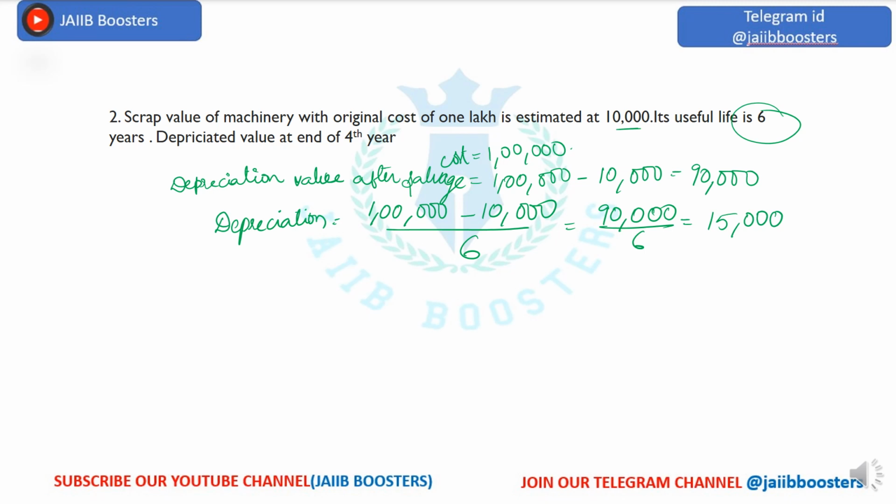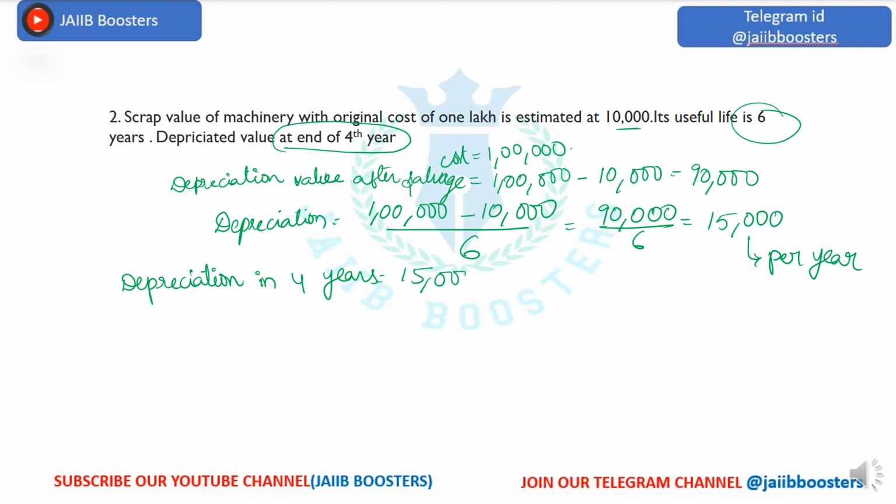Here they are asking for the depreciated value at the end of 4 years. This is the depreciation value per year. They are asking at the end of 4 years, so we have to calculate the depreciation in 4 years. That is 15,000 into 4, that is 60,000.